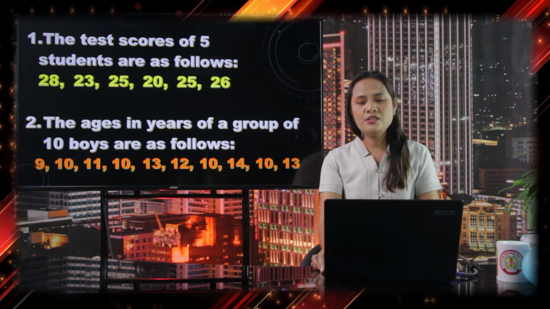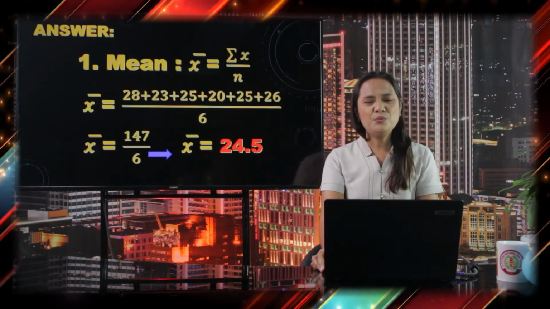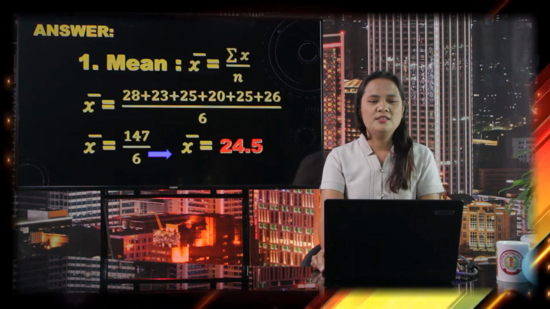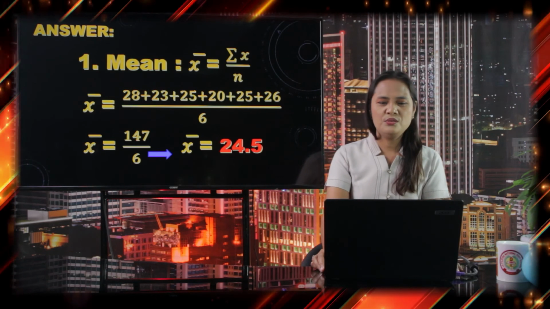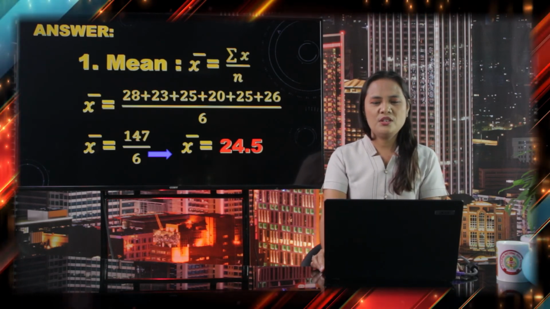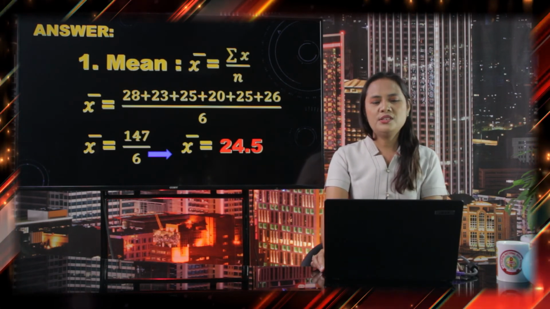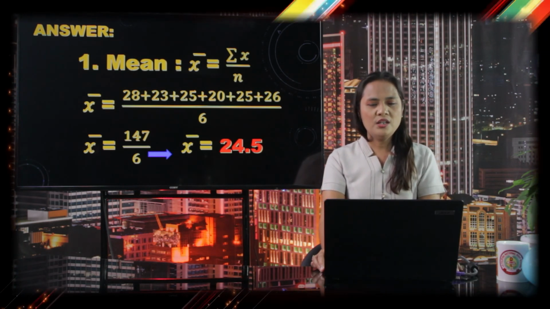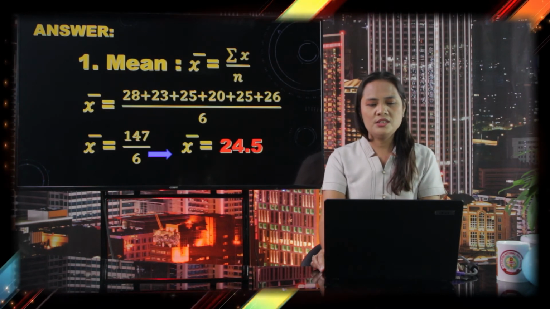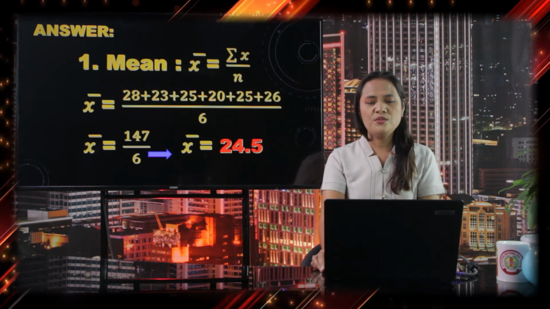Now, let us check your answer. Number 1, the mean is equal to 28 plus 23 plus 25 plus 20 plus 25 plus 26 all over 6. Mean is 147 divided by 6, which is equal to 24.5.